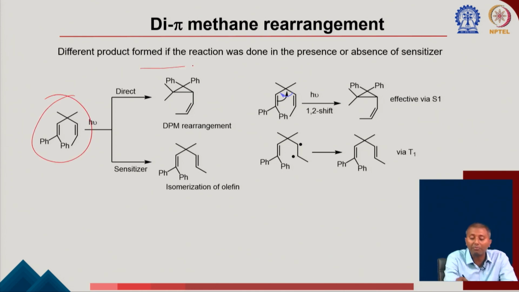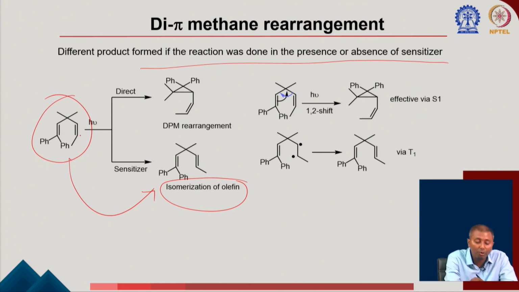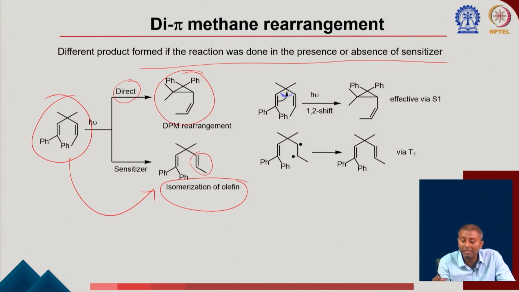Let's look at a scenario with this particular compound. A different product forms in the presence or absence of the photosensitizer. In the presence of the sensitizer, there is an isomerization: this olefin, which was cis initially, becomes trans. But in the absence of the sensitizer, a di-π-methane rearrangement happens, and you can observe a 1,2 shift from this group to here and this pi bond. There is a formation of a cyclopropane here, and this group shifts here. So there is a 1,2 shift, and this happens effectively from the singlet state.